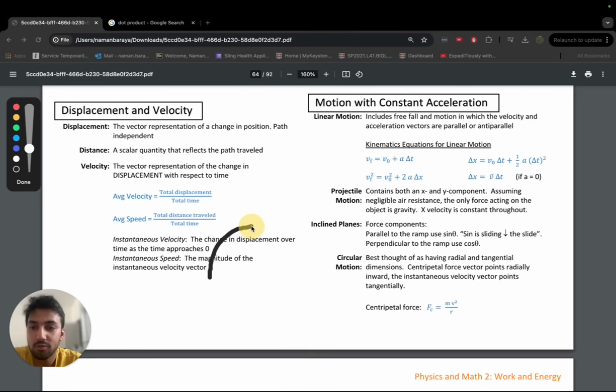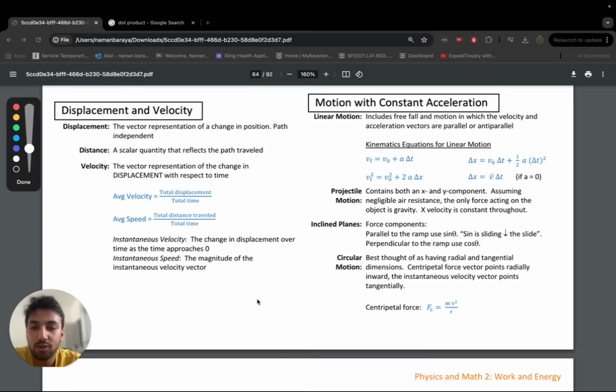So it is going inward, but by the point that I get to this point, the force is this way, and so now it's going this way. But now the force is going this way, so now it's going this way. So it's just kind of always moving in a circular way.